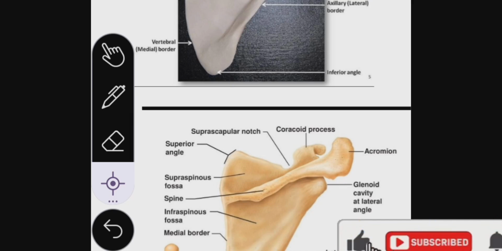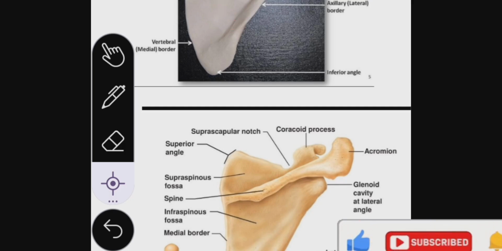Now for the articulation, the glenoid cavity of the scapula articulates with the humerus to form the glenohumeral joint, which is the most mobile joint of the body. The muscles attached are usually the rotator cuff muscles, the trapezius, the deltoid, the rhomboids, and the serratus anterior. Now the surfaces, like we spoke about earlier: the subscapular fossa is the anterior surface. So this is the subscapular fossa.